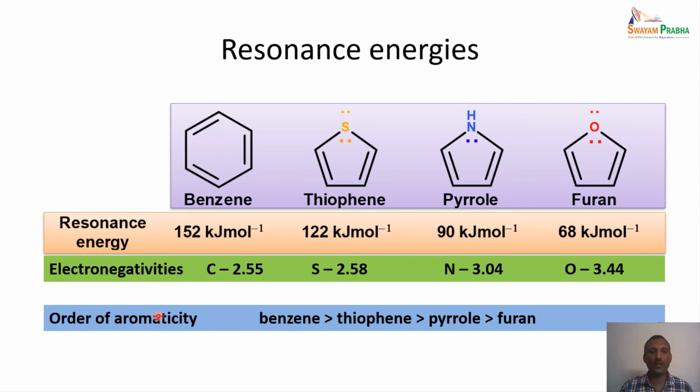So when we extend the same based on the resonance energy, for the order of aromaticity, benzene is highly aromatic compared to thiophene, which in turn is more aromatic than pyrrole, which in turn is more aromatic than furan. In other words, furan is less aromatic and thiophene is more aromatic.